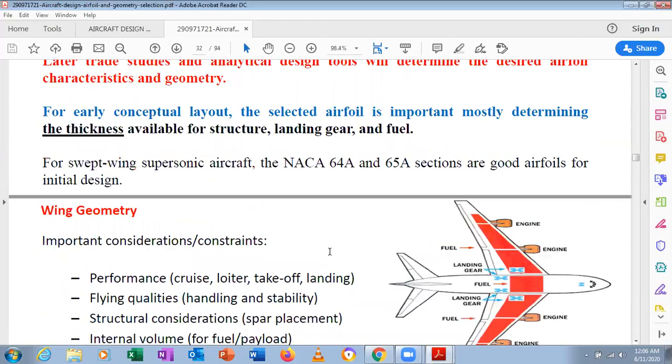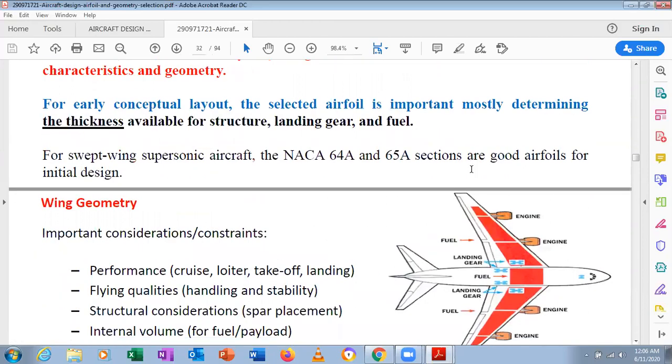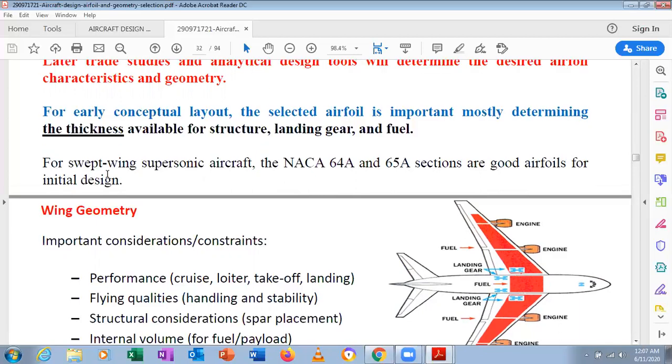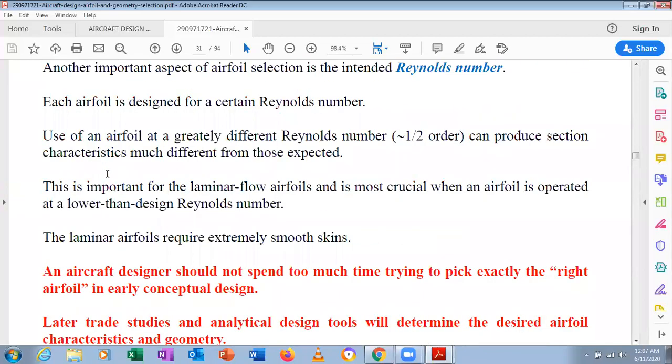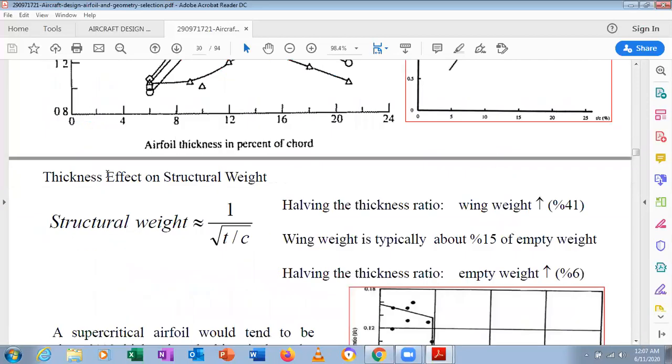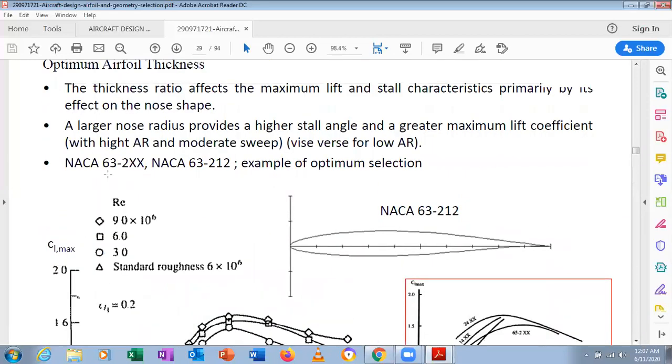For swept wing supersonic aircraft, NACA 64A and 65A sections are good airfoils for the initial design. So this is about airfoil selection and the wing geometry. We have to understand how the airfoil is affected and what the parameters are.